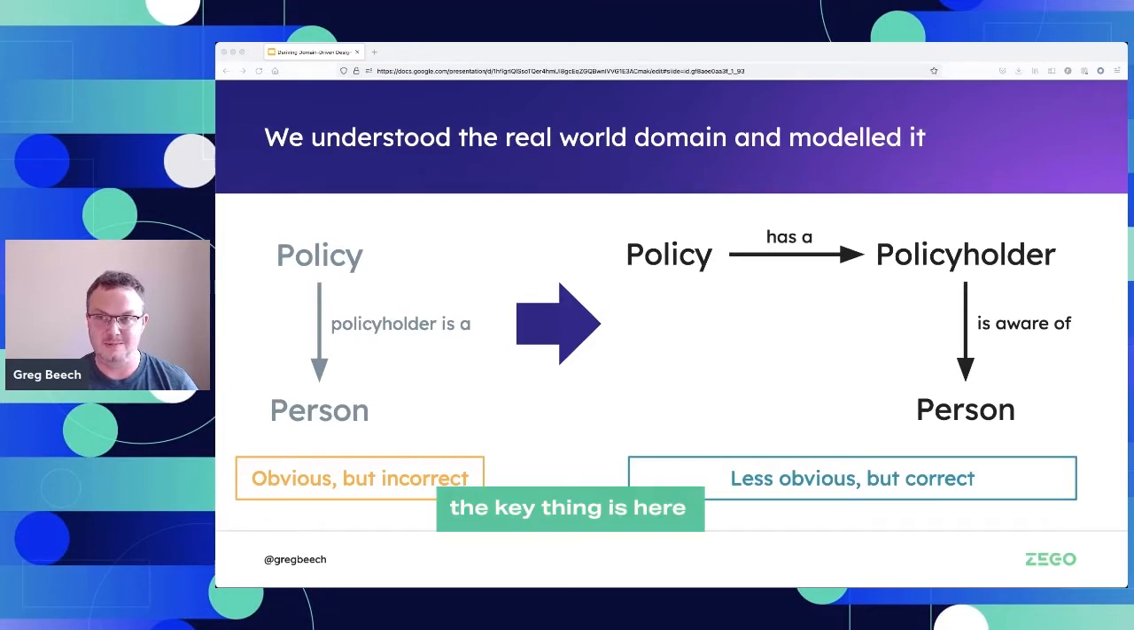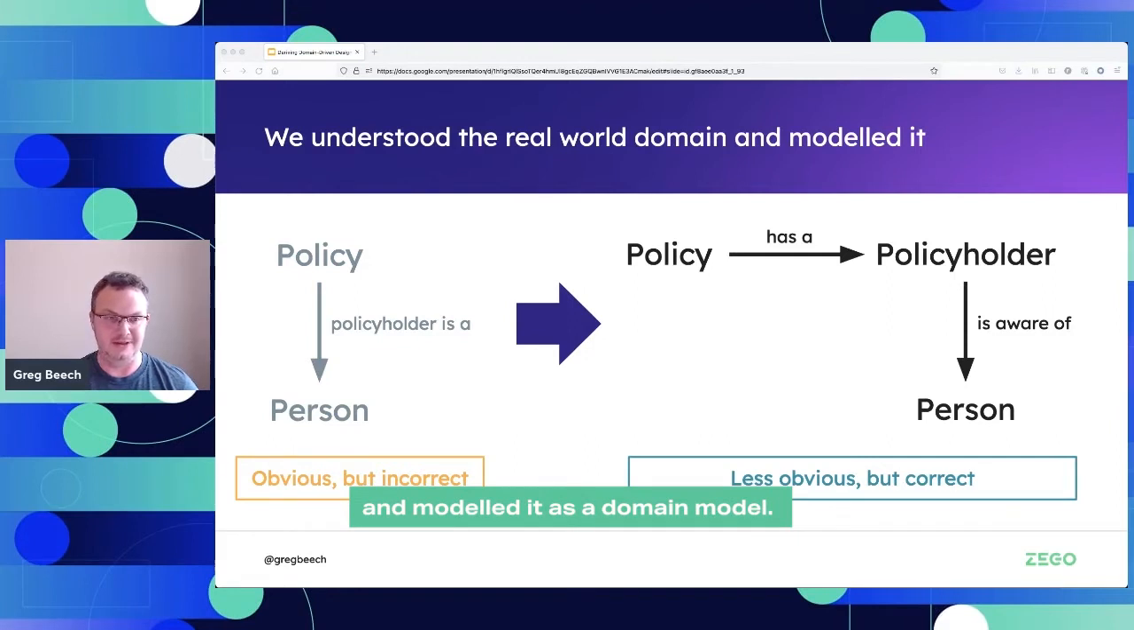The key thing here is, we took these things and we called them relationship diagrams, but they're really domain models. And what we've done here is we've understood the real-world domain and modeled it as a domain model. So now if there's only one slide from this talk that you remember, one principle, make it this one, because this is really the core of good software design and domain-driven design: understand the real world and model it. Everything else we're talking about just supports this, moving from obvious but incorrect models to less obvious but correct models.